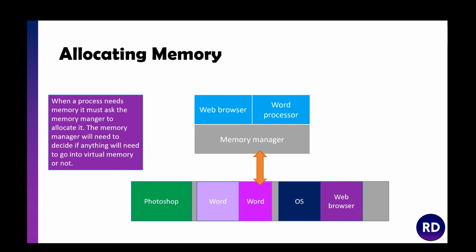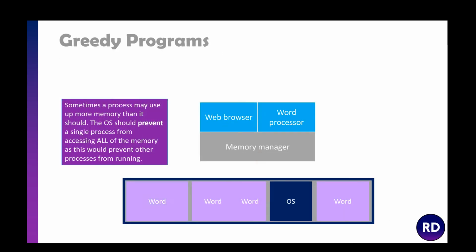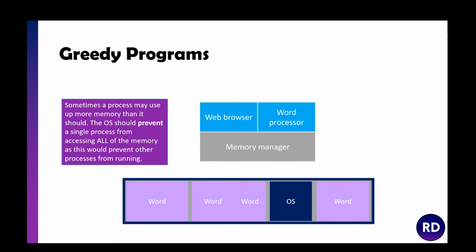You can see in my animation on the screen, the word processor needs a little bit more memory, so it asks the memory manager, which then allocates a little bit more RAM to be used. But sometimes a process may use up more memory than it should. The operating system should stop processes accessing all the memory at once, because that will hog it all up and you won't be able to do anything else. So the memory manager is also in charge of making sure one process doesn't take everything up.